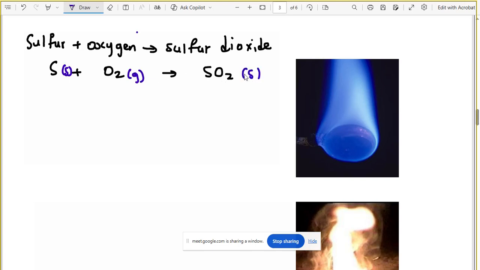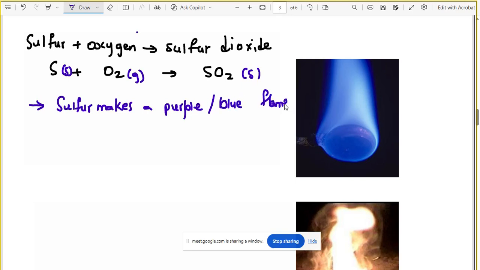So now, what do you see there? We can see on the picture, the sulfur makes what? A purple. Instead of saying this is purple, someone can say it's a blue flame, okay? Yes. It's a blue flame. So it's either you get blue or purple.